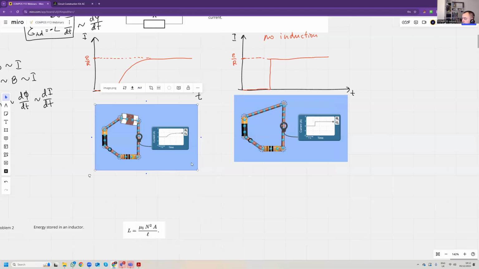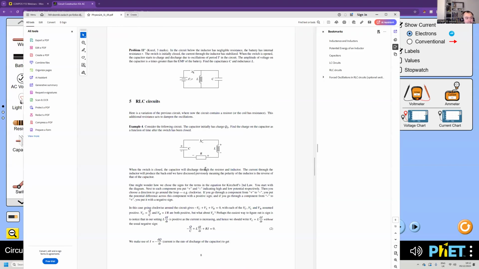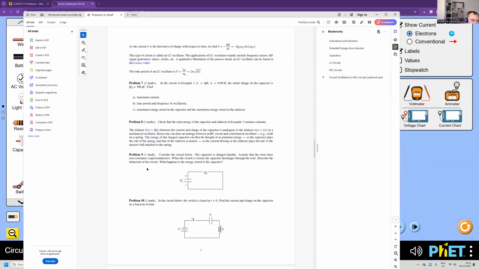How come the inductor doesn't oppose the change when you turn the switch off? When you turn the switch off, to answer this question, you first need to solve this problem from the assignment. This one, problem 9. Consider the circuit below. The capacitor is charged. Assume that the wires have zero resistance. When the switch is closed, the capacitor discharges through the wire. What happens to the energy stored in the capacitor?